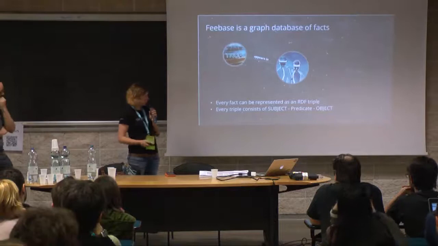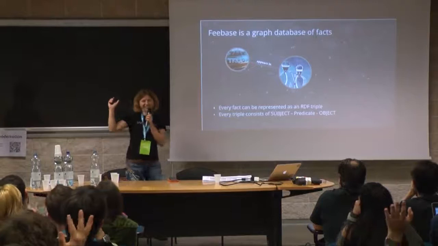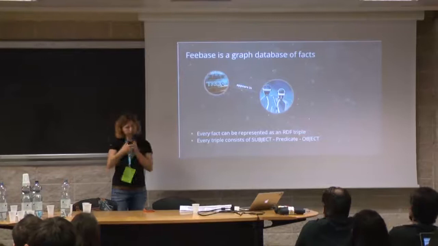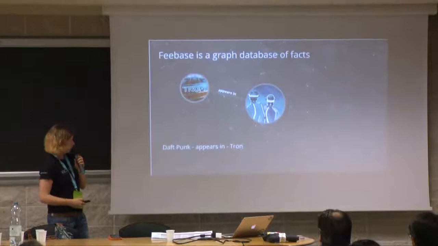For example, in this picture, the very central piece is the band Daft Punk. How many of you know Daft Punk? Yay, right? So this triple says that Daft Punk appeared in the movie Tron. In this case, Daft Punk is our subject, appears is a predicate, which is the relationship between two objects, and Tron is the object. Daft Punk appears in Tron. A nice example of a triple.